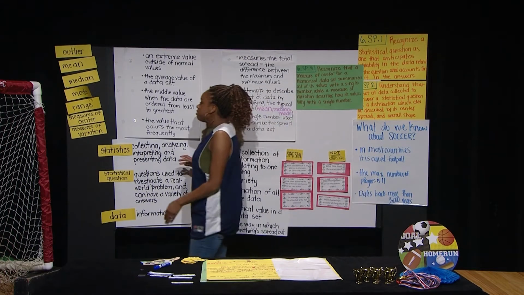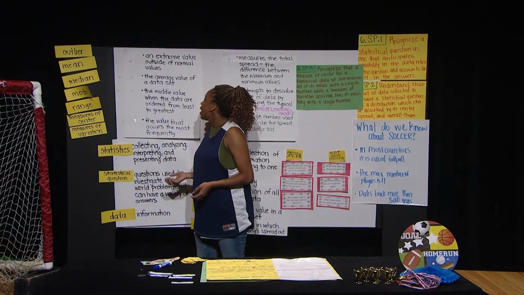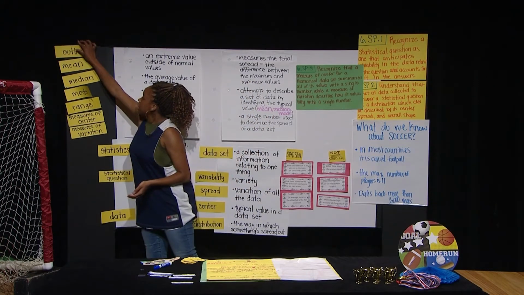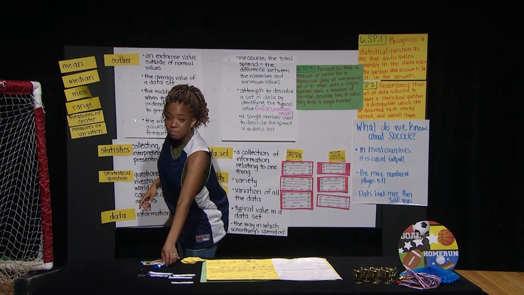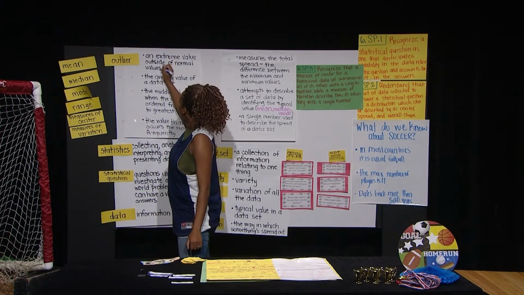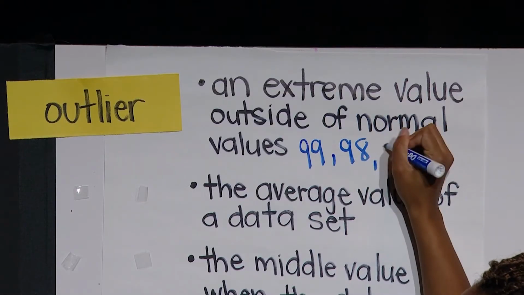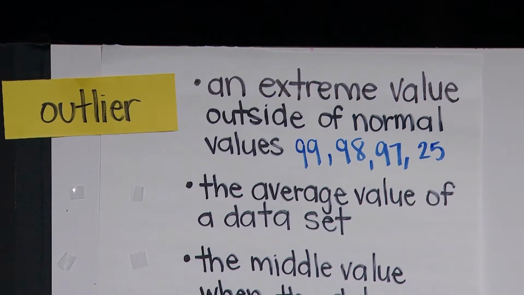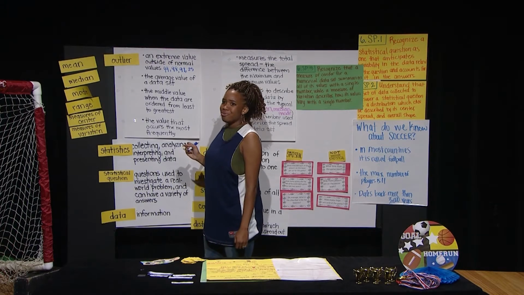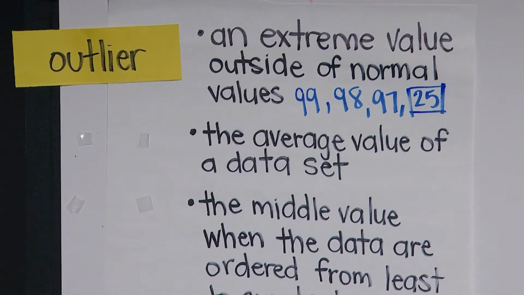So, the vocabulary that we're going to use today. Here we go. An extreme value outside of normal values. An outlier. When I think of that, I think of how weird would it be? It's summer, and all of a sudden, you know, our normal temperatures are 99, 98, 97, and then one day it gets down to 25 degrees. Wow, 25 degrees, that is not normal. And it's extremely not normal. That's an outlier. 25, outlier. Think of summertime and then it gets freezing cold. Something's not right there. Outlier.